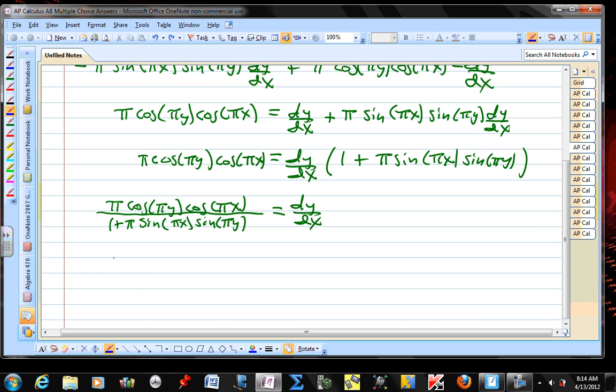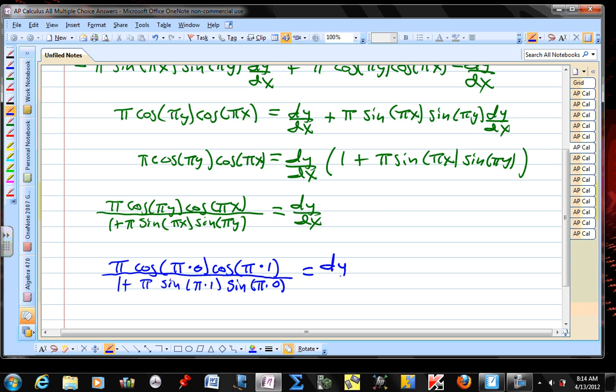So we're going to say pi times the cosine of pi times y, which is going to be pi times 0, times the cosine of pi times x, which is going to be pi times 1, all over 1 plus pi times the sine of pi x, which is going to be pi times 1, times the sine of pi y, which is going to be pi times 0, equal dy/dx at the point (1, 0). So let's sketch a unit circle.